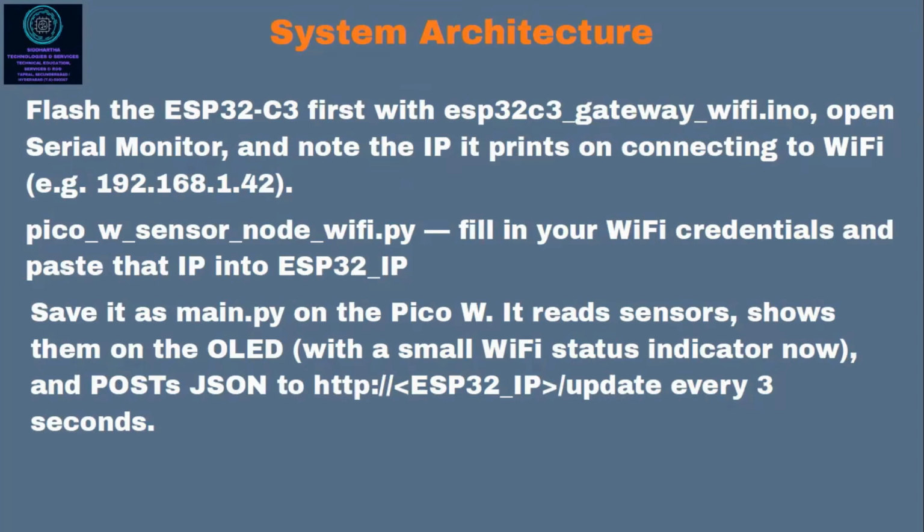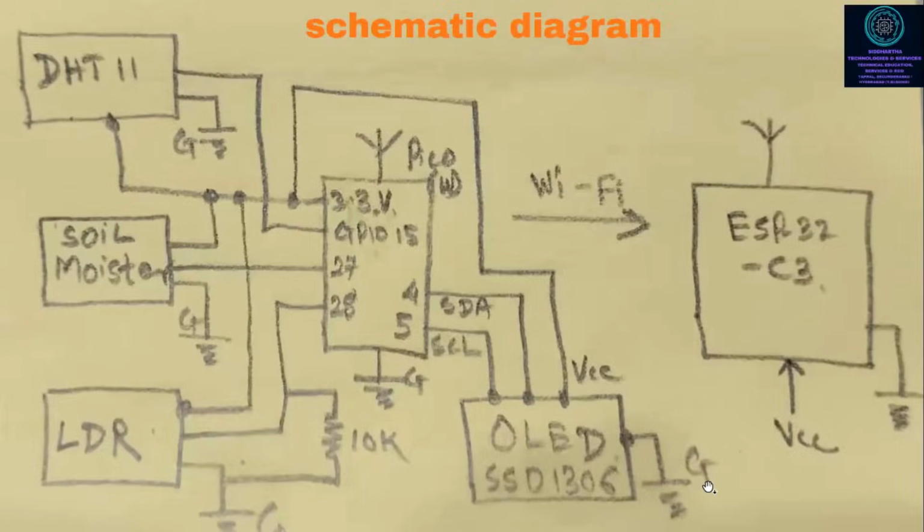Now the post JSON HTTP script, we can say update every 3 seconds. Okay. So these are the things you have to keep in mind. And I have drawn a simple, rough schematic diagram by hand. So this is the schematic diagram, and let's go and see both.